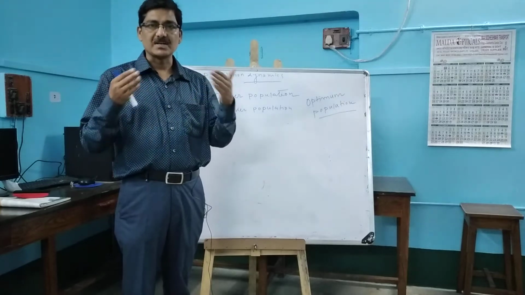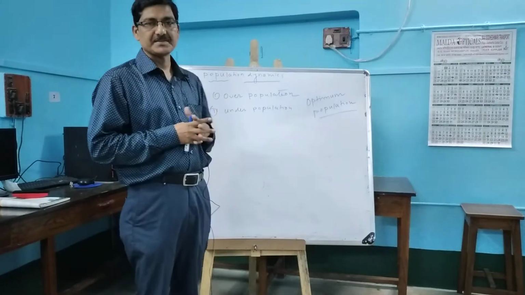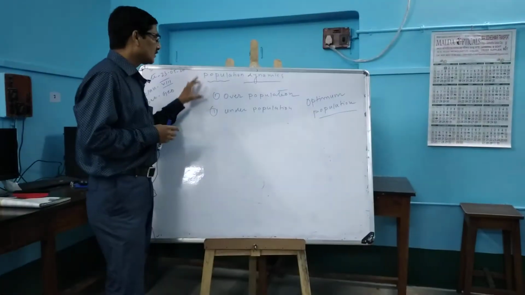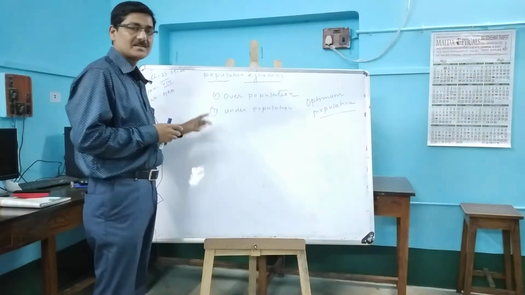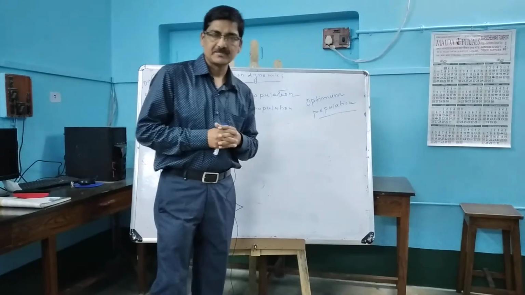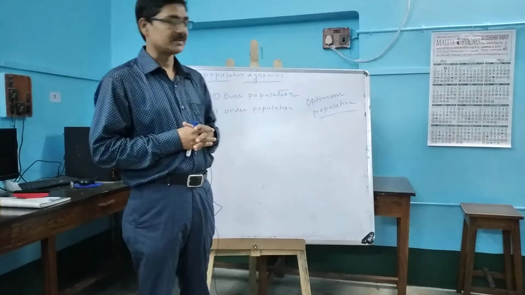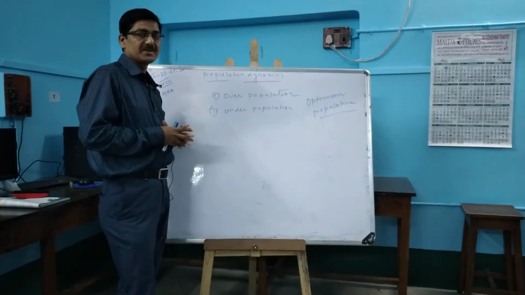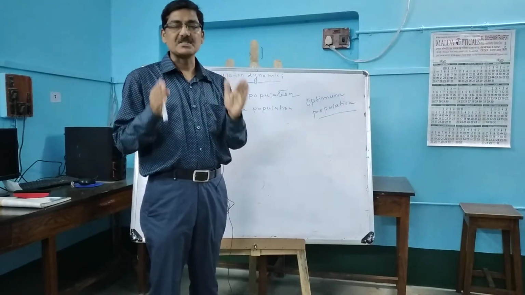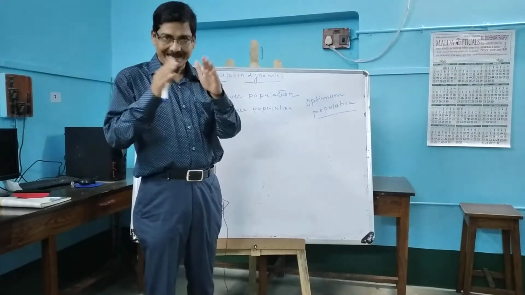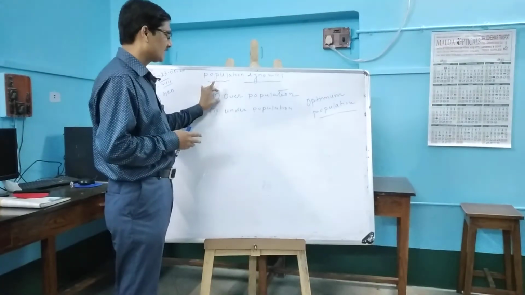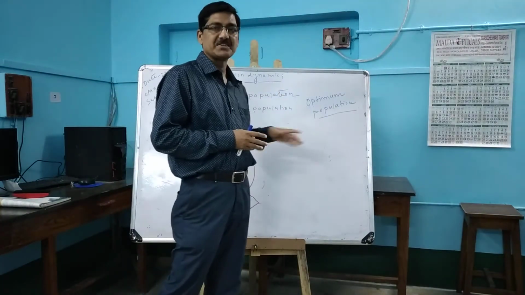Today, I am going to discuss from that point: overpopulation and underpopulation along with the optimum population. What is called overpopulation, what is called underpopulation, and what is optimum population? On the basis of the density of population, the area can be divided into these three categories: overpopulation, underpopulation, and optimum population.